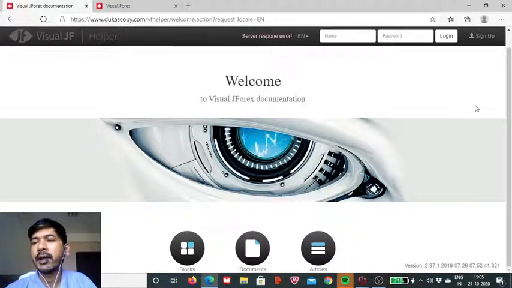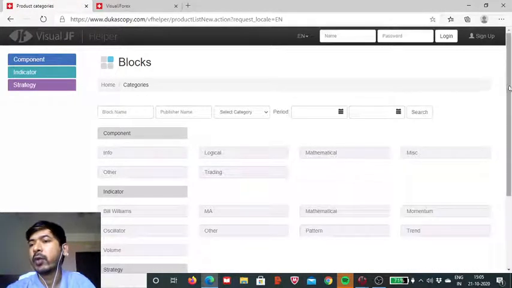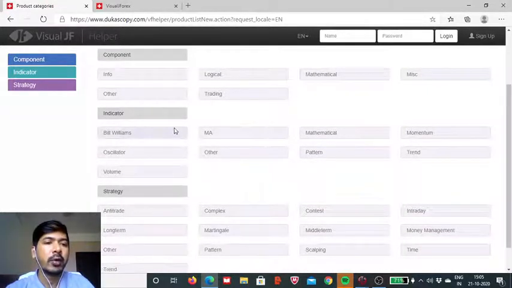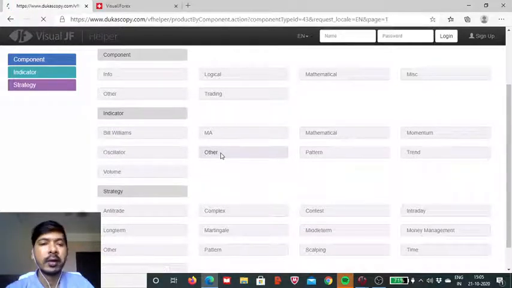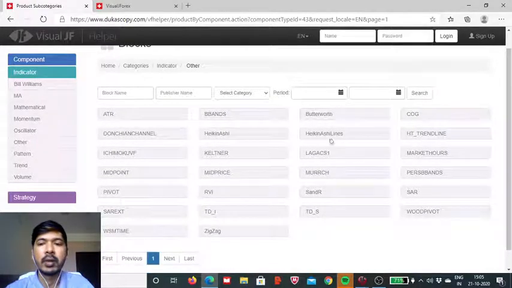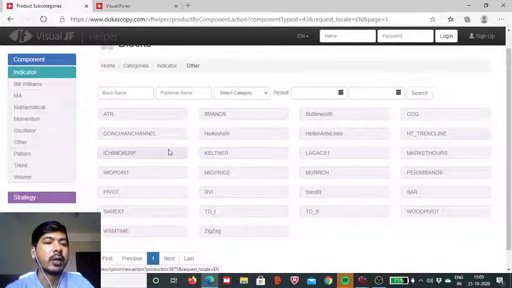Of Visual JForex, I will be explaining to you the use of the indicator named Ichimoku VF. This is pretty much similar to the Ichimoku indicator. The only difference is the absence of the cloud. Here you will find this indicator block listed amongst the indicators in the other classification. Its turn is after the Hilbert transform, instantaneous trend line, the use of which we saw yesterday.